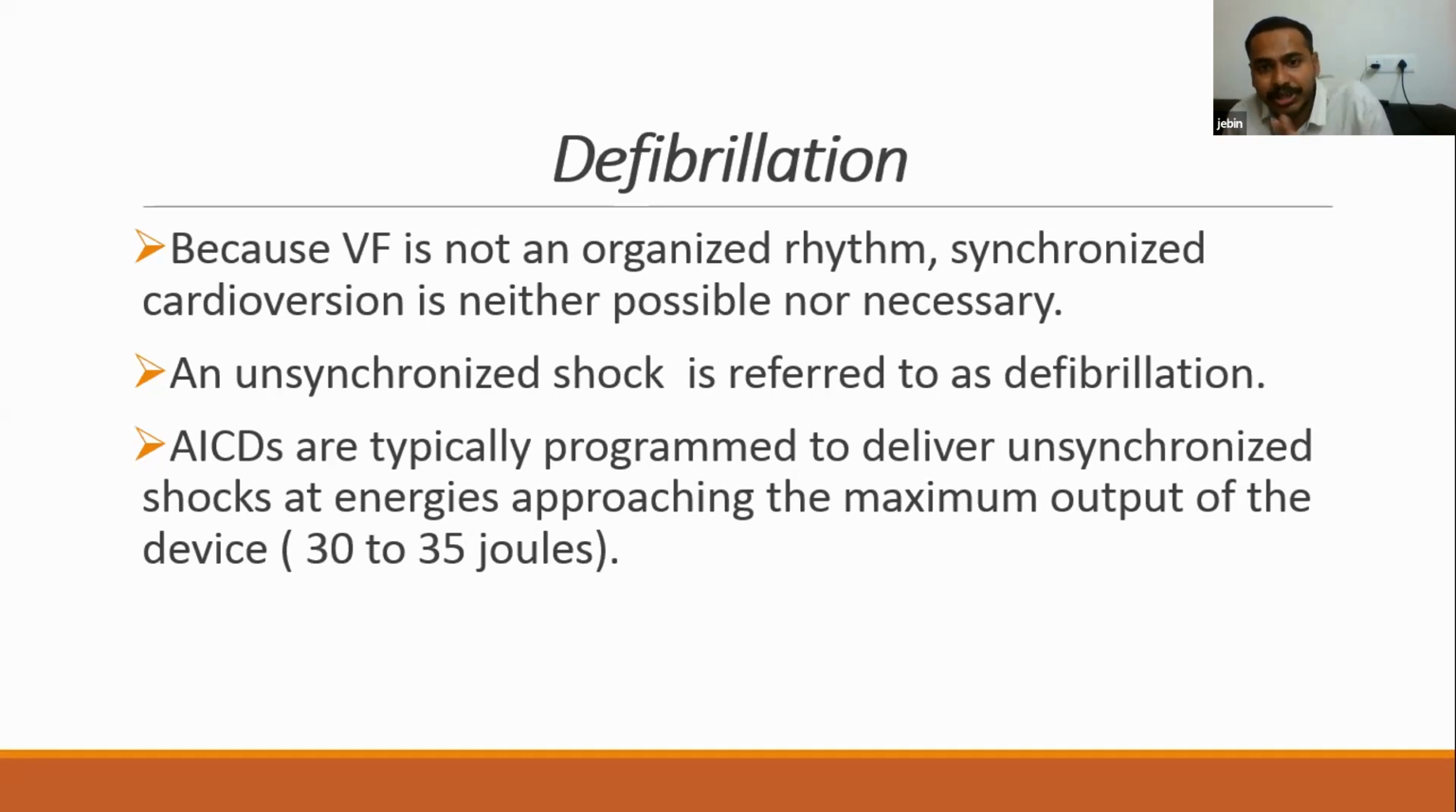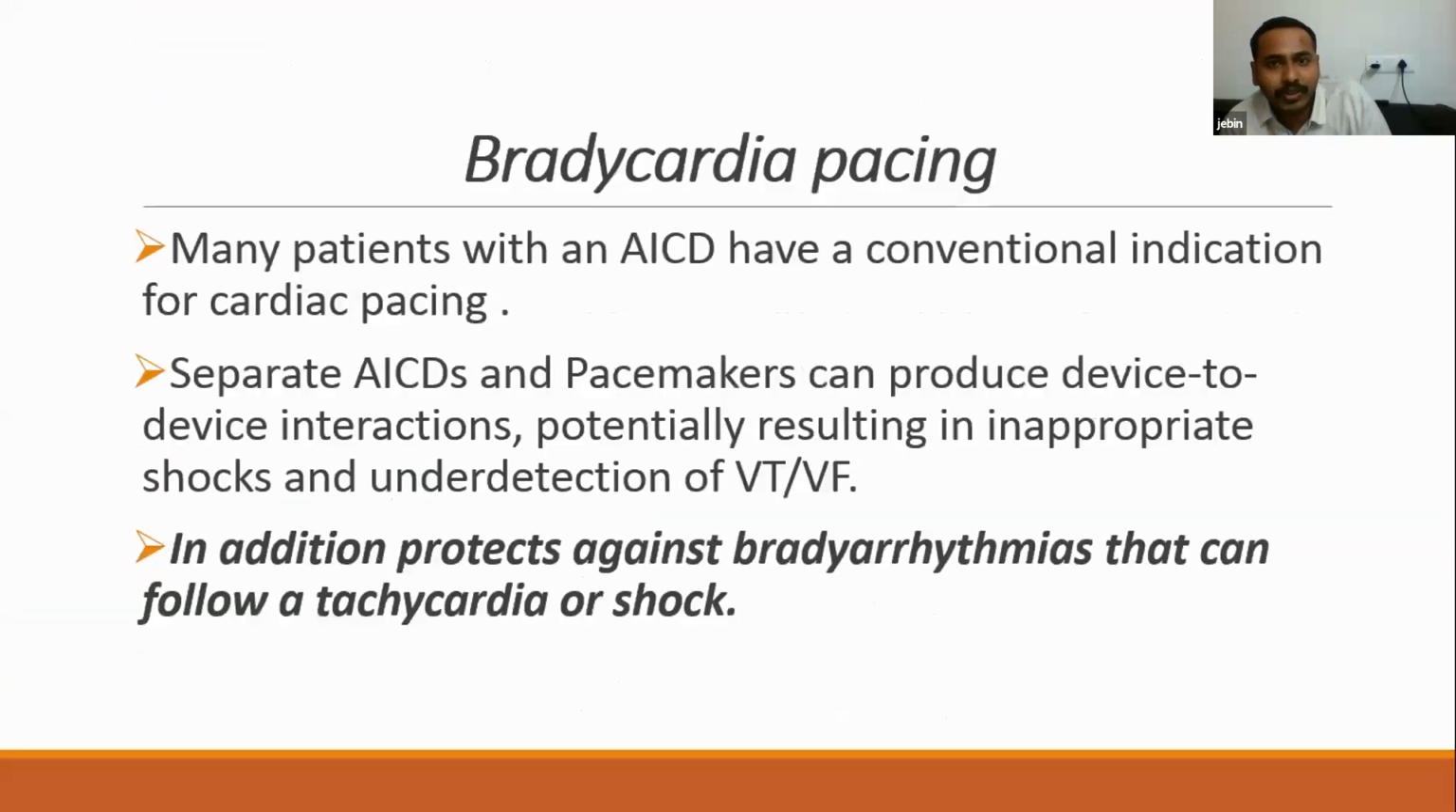An ICD is typically programmed to deliver unsynchronized shocks at energy approximating maximum output, like 32-35 joules. Bradycardia pacing: many patients with ICDs also have a conventional indication for cardiac pacing. A separate ICD and pacemaker can produce device-to-device interactions, potentially resulting in inappropriate shock and underdetection of ventricular tachycardia or ventricular fibrillation. In addition, it protects against bradyarrhythmias. It can follow tachycardia or a shock.